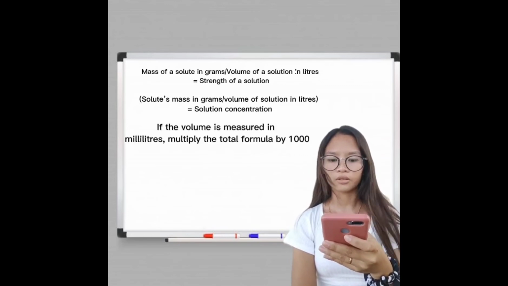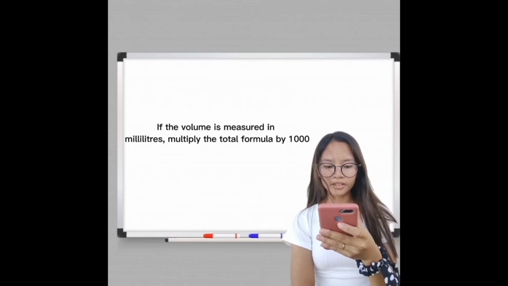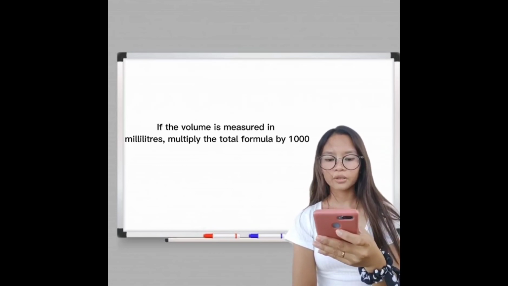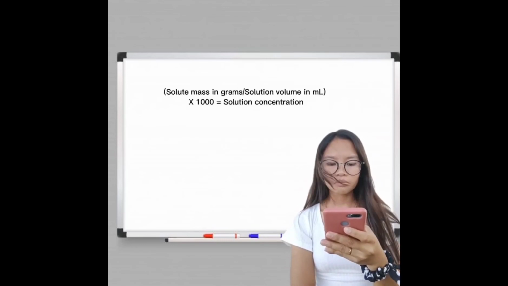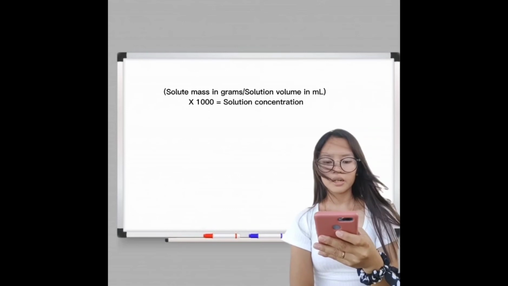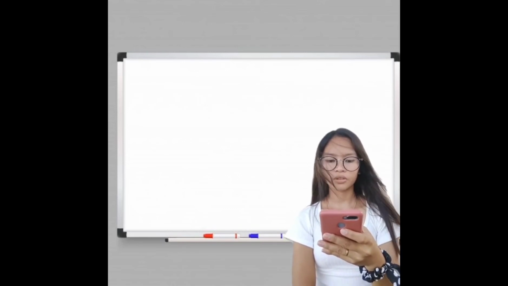Solution concentration. If the volume is measured in milliliters, multiply the formula by 1000. So, solute mass in grams over solution volume in mL times 1000 gives the solution concentration.